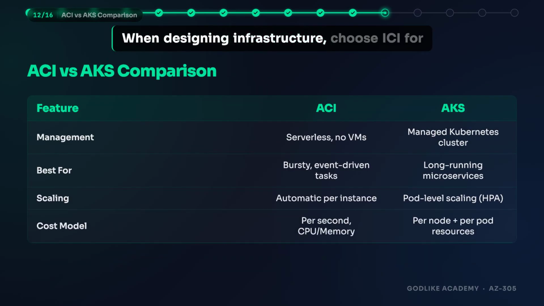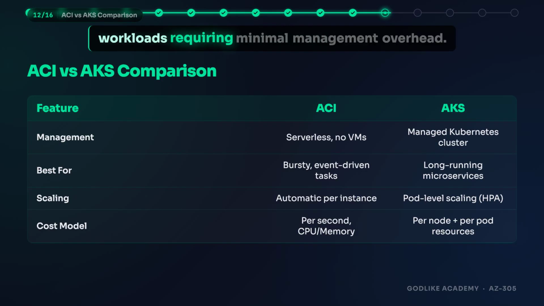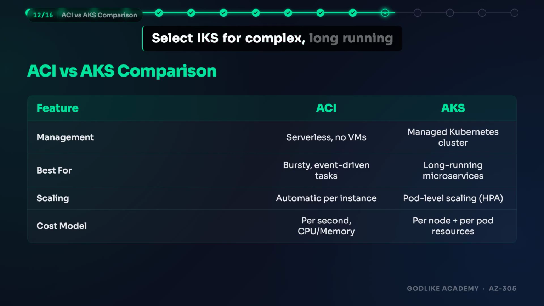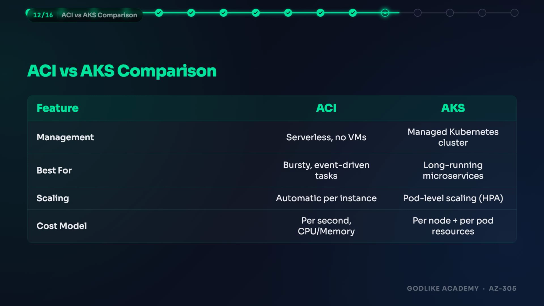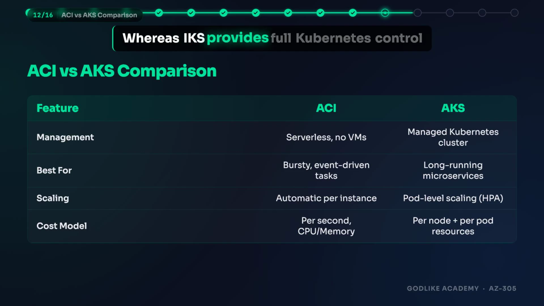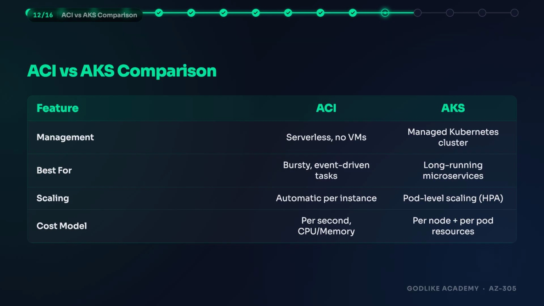When designing infrastructure, choose ACI for simple, short-lived tasks or bursty workloads requiring minimal management overhead. Select AKS for complex, long-running microservices needing advanced orchestration, rolling updates, and deep integration with other Azure services. On the exam, recognize that ACI lacks node autoscaling and persistent local storage, making it unsuitable for stateful applications, whereas AKS provides full Kubernetes control plane capabilities for enterprise-grade deployments.